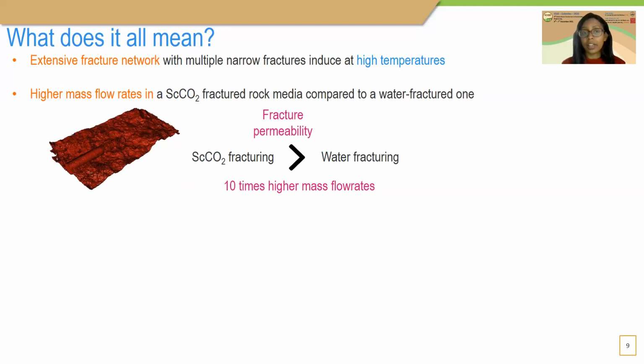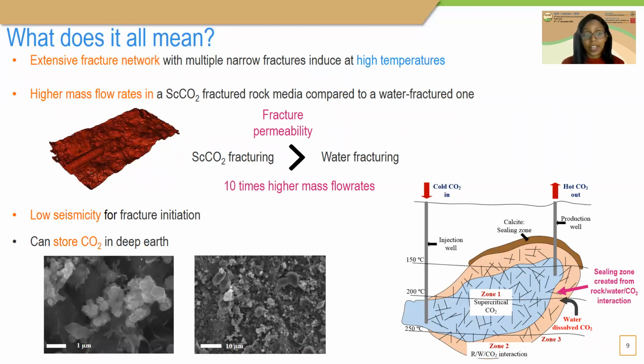This higher fracture permeability and higher mass flow rate results in higher heat extraction rates. So this is very beneficial for us. Also, our further study shows that for supercritical carbon dioxide fracturing, we create low seismicity, and that is an additional advantage. And mainly, we can store carbon dioxide in deep earth during long-term operation of these enhanced geothermal systems.